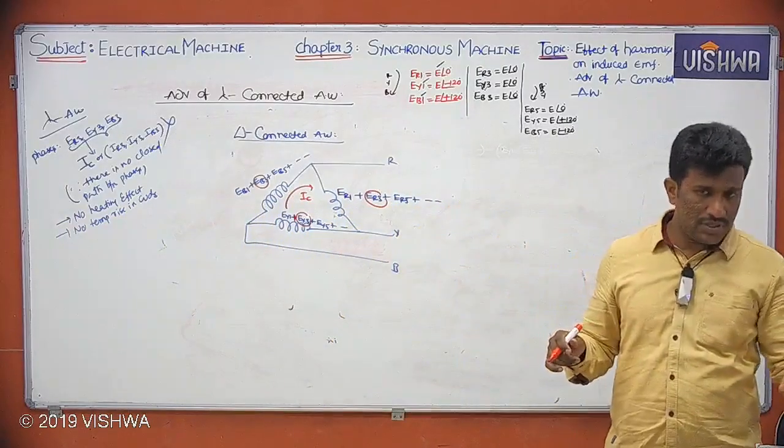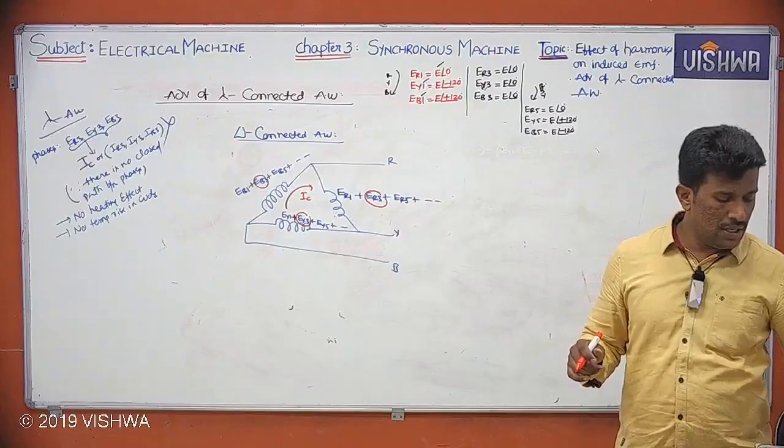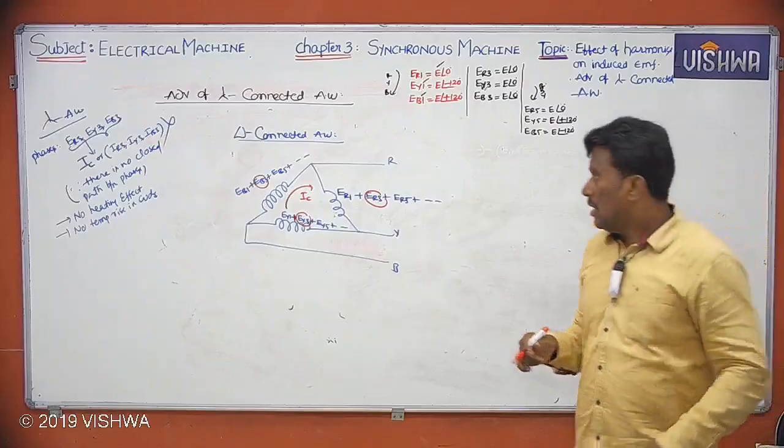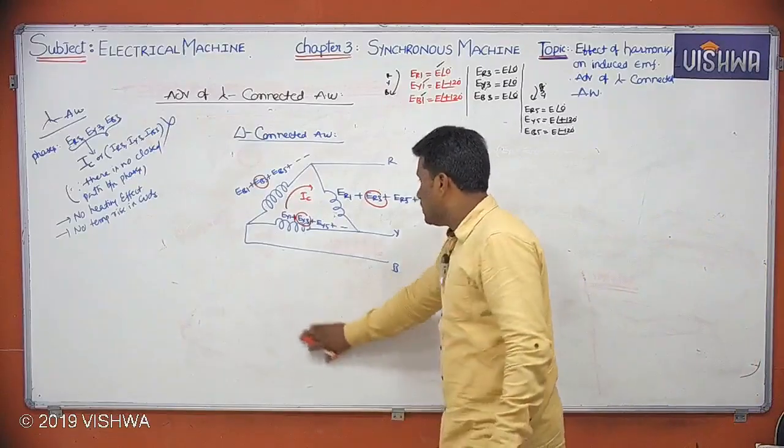Because if there is a closed path for circulating currents, obviously temperature will rise and a heating effect will be there, no? So that's the reason I should not use it, okay? Anyway, let us see one thing. I'll ask a simple question here.